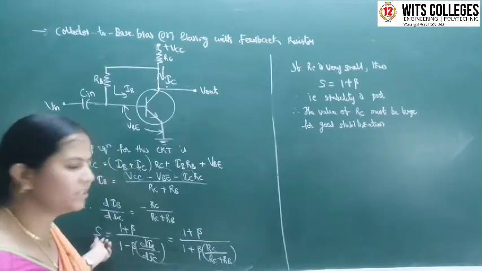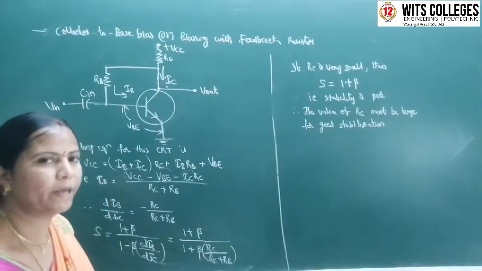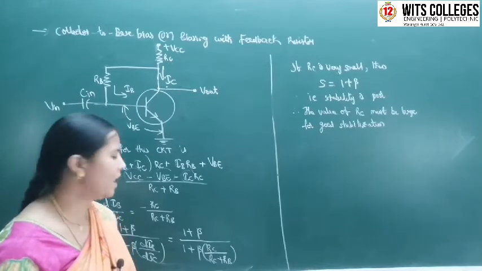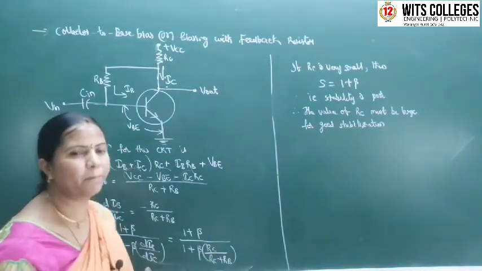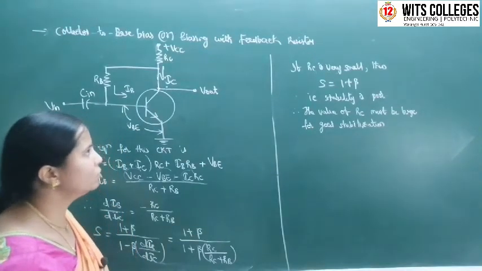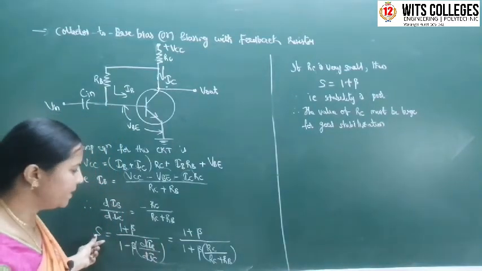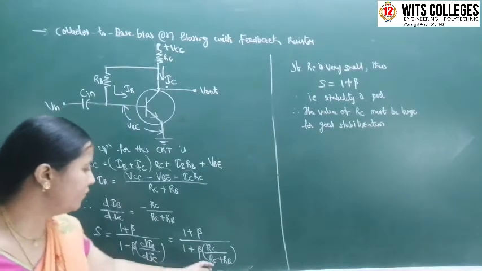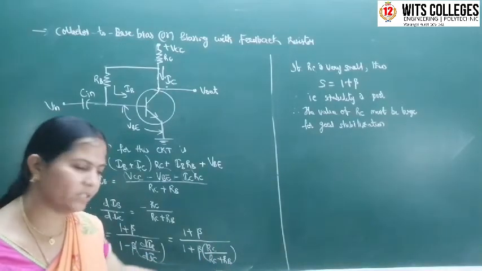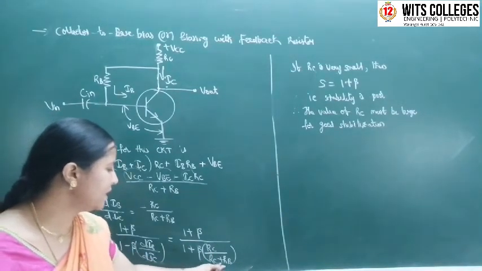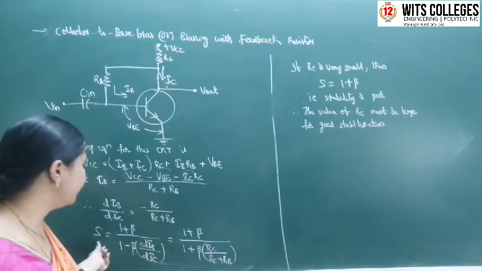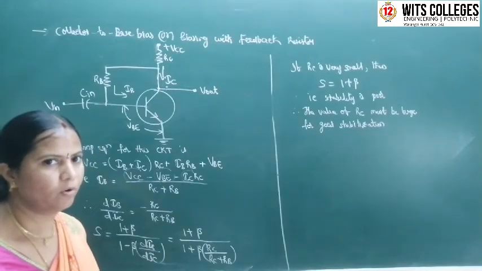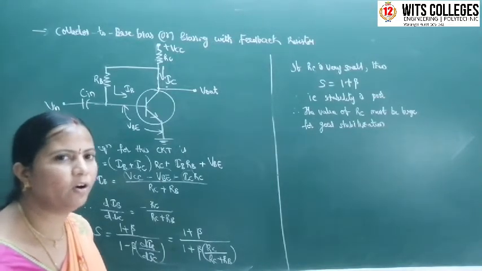So here the value of the stability factor is very small compared to the fixed bias method. The value of the stability factor is very small in this biasing technique compared to the fixed biasing method. So the value of the stability factor depends on the values of the collector resistor and base resistor. If the collector resistor and base resistor values are high, you will get a very small stability factor. Okay? So what is the practical value of the stability factor?